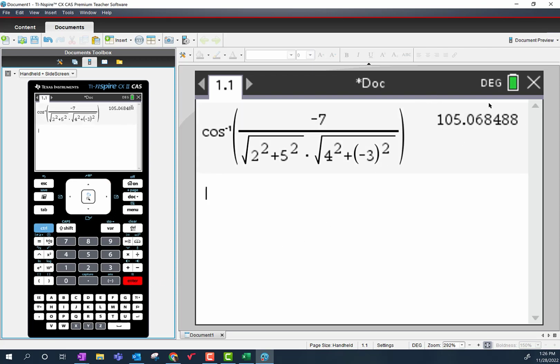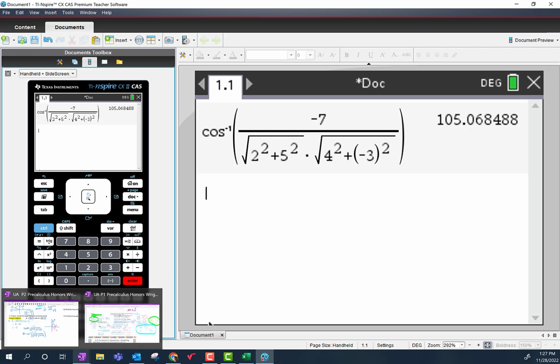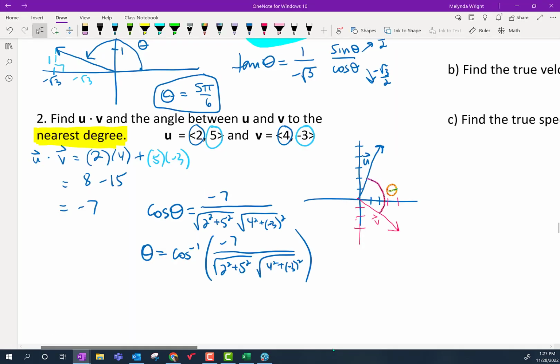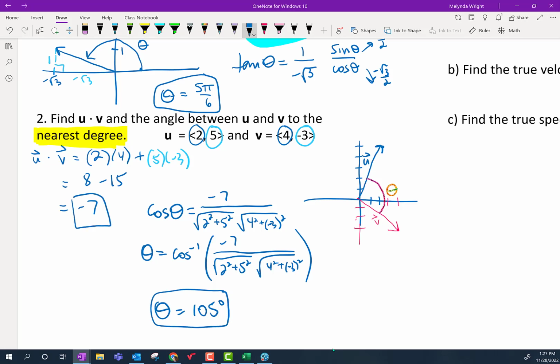So it is an obtuse angle. We were right. It's 105.068 degrees. They wanted us to do it to the nearest degree, so that would be just 105 degrees. So let's go back to our work, and let's say our theta is 105 degrees. So that's our angle between, and this is our dot product.